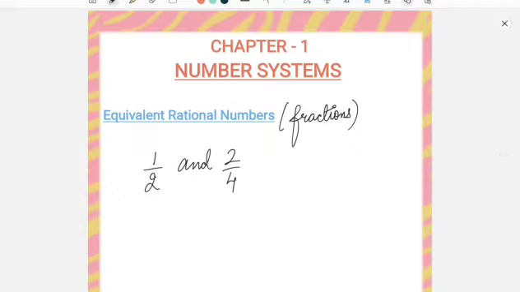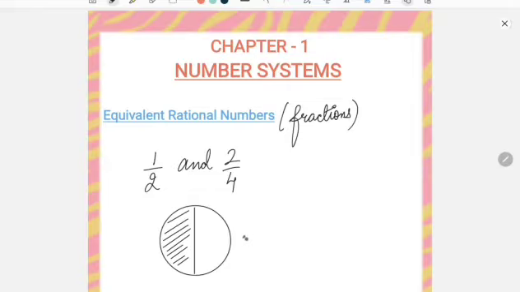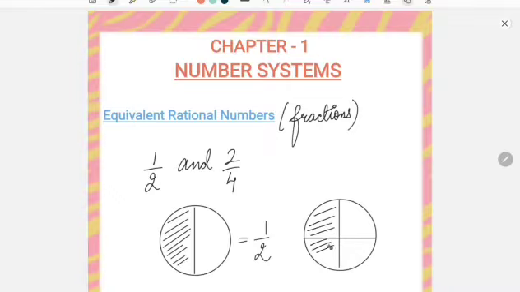Let's see how. If I draw a circle and divide it into two equal parts, shading one of it, what is the fraction of the shaded part? The fraction of the shaded part is 1 by 2, right? Now if I have the same circle, I divide the circle into 4 equal parts and shade 2 of those. The fraction of the shaded part would be 2 by 4, right? 2 by 4.